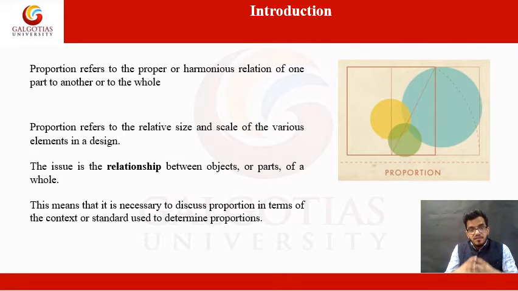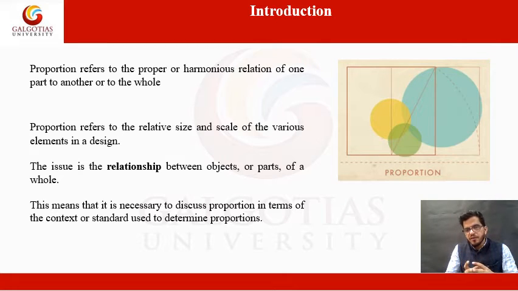Proportion also refers to the relative size and scale of various elements in a design. It is the relationship between objects or parts of the whole. This means that it is very necessary to discuss proportion in terms of context or the different standards used to determine proportion. For example, if we compare window heights, door heights, or furniture sizes, we always compare them with the standard height of the wall.